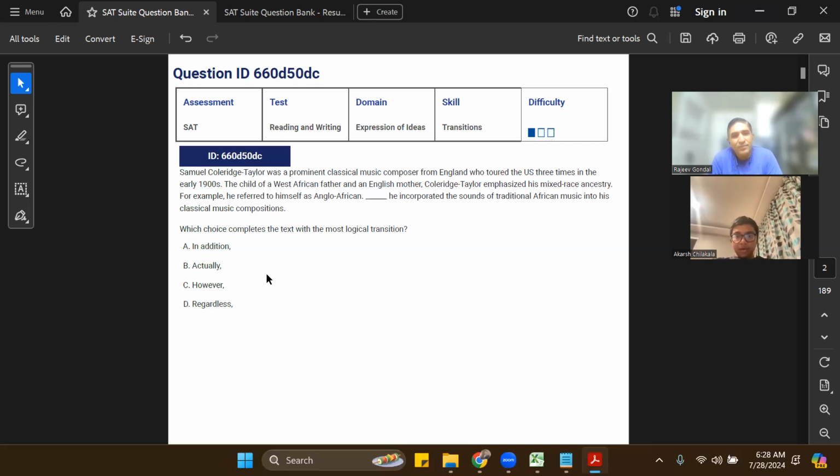Because they said that Coleridge-Taylor emphasizes mixed ancestry, and for example, he referred to himself as Anglo-African, and in addition, he incorporated the sounds of traditional African music, which makes sense. Actually, however, regardless, don't make sense. He's trying to give two details about his mixed origin, like what he did with it. First, he referred to himself as Anglo-African. Second, he incorporated the elements of two different types of music because he had this mixed parentage. So that's why in addition makes a lot of sense. That's good. You figured it out quite quickly.